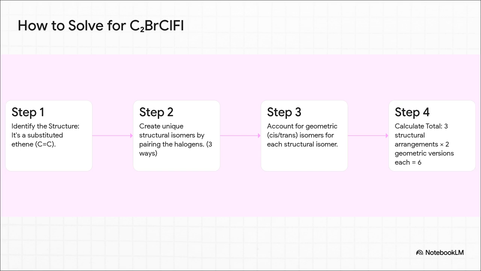Or we could pair bromine with chlorine, or with fluorine. See, that gives us 3 unique structural arrangements. And because each one has different groups on each carbon, they all fit the rules for geometric isomerism. So we take our 3 structural isomers and multiply by 2, for a grand total of 6 isomers. Not so bad when you have a system, right?